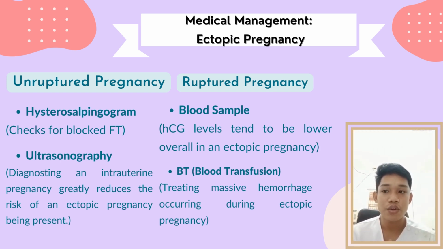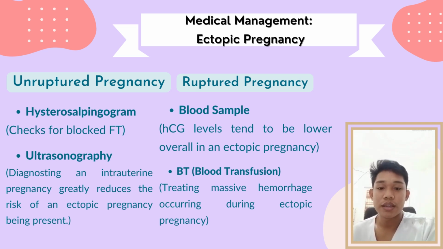The hysterosalpingogram is done to check for a blocked fallopian tube. This test may be done to look for the cause of infertility, while the ultrasonography is the diagnostic imaging study of choice for ectopic pregnancy. After the unruptured ectopic pregnancy, there is also the ruptured ectopic pregnancy.